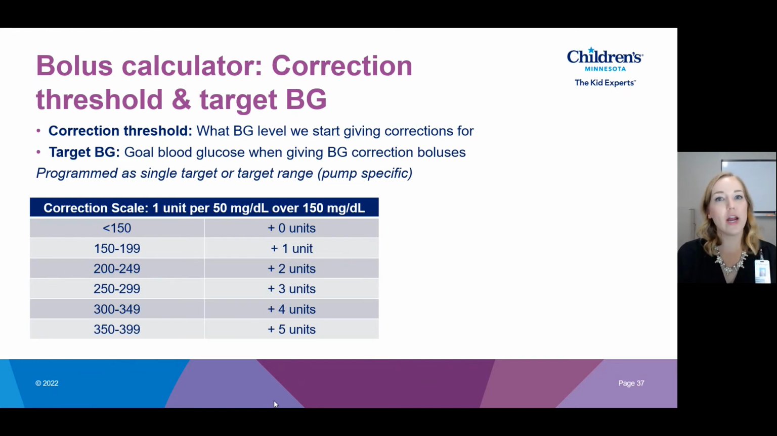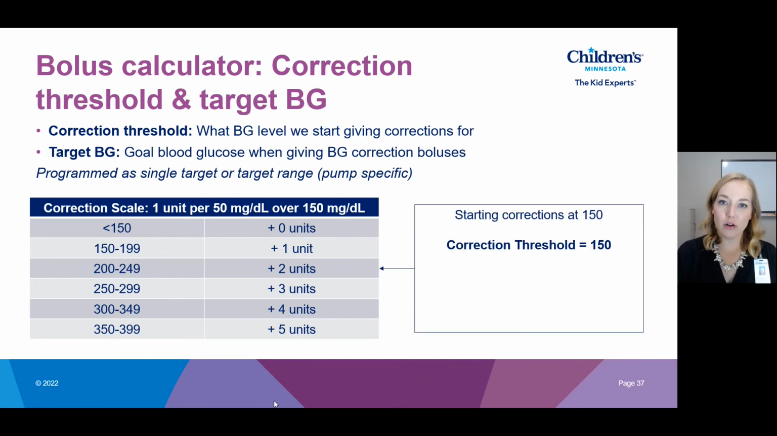Let's look at another example. So here's that same scale, 1 unit for every 50 points over 150. Here, we are starting our blood sugar corrections for blood sugars over 150. Therefore, our correction threshold is 150.